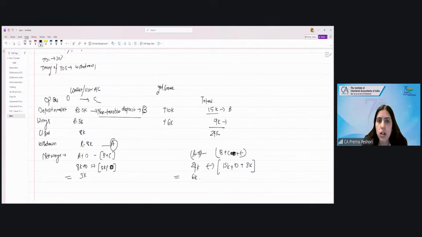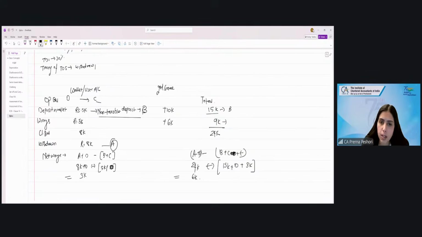Right? So, this is how you compute the net winnings at the year end. If you are withdrawing, then in that particular case, you have to just take A minus B plus C. A is basically the amount withdrawn, and B is the amount of non-taxable deposit, and C is the opening balance. Because when you are withdrawing, you will not know what the closing balance is.